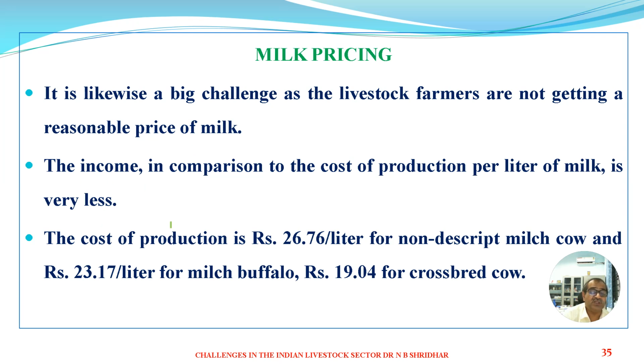The cost of production of 1 liter of milk in India for non-descriptive cattle is 26.76. For buffalo it is 23.17, whereas for the crossbred cow it is 19.4. This means that for non-descriptive cows, the cost of production is high when compared to the crossbred cow. So remember this particular thing. And buffaloes are also a little high.